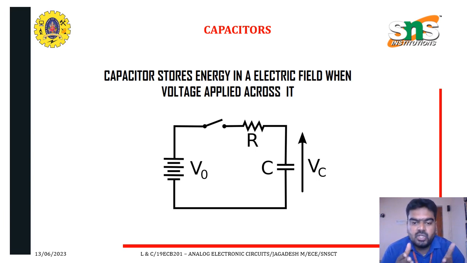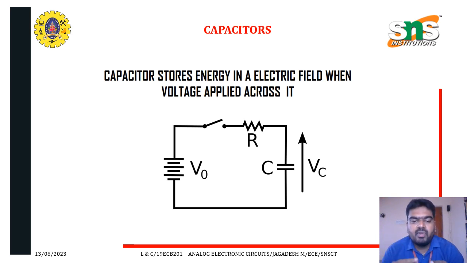That is shown in this circuit diagram, where V naught is the input voltage, R is a resistance, and C is a capacitor. Whenever we draw the capacitor, the two lines must be equal and symmetrical. Usually we make a mistake between the voltage source and the capacitor. For the voltage source, the positive line must be larger and the negative line must be smaller. But in the capacitor, both lines must be equal in size.